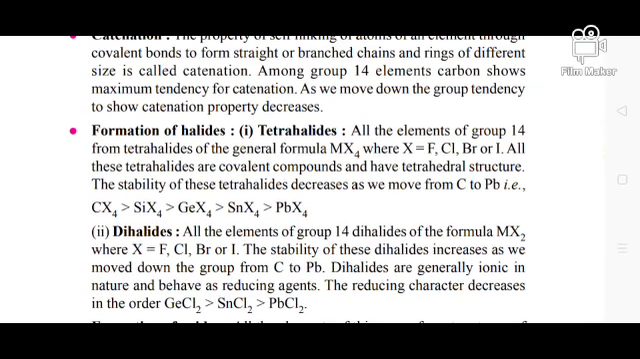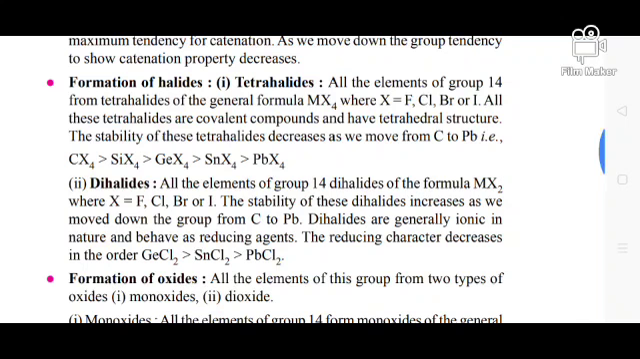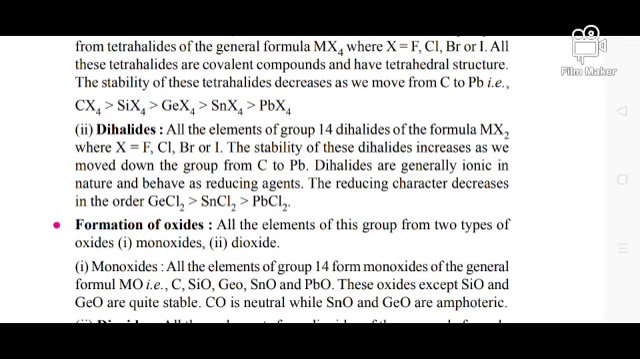The formation of halides, that is tetrahalides: all the members of group 14 form the tetrahalide, but group 13 elements form the trihalides, like MX3. In case of group 14, they can form the tetrahalides, that is MX4, where X belongs to all the halide groups like fluorine, chlorine, bromine, iodine. And the stability of the tetrahalides decreases as we move down from carbon.